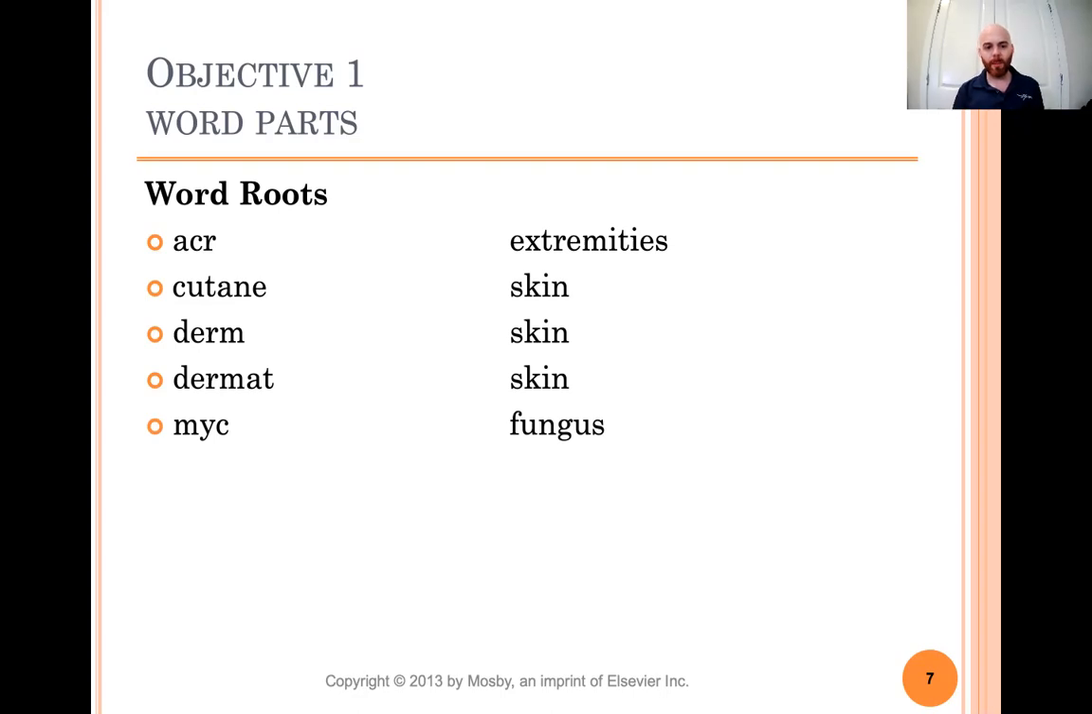This is pronounced myc, M-Y-C. It means fungus. We'll get to some fungus words in a minute. Onc. This is pronounced onc. The Y is just a silent vowel. It's onc. It means nail, such as your fingernail or your toenail.